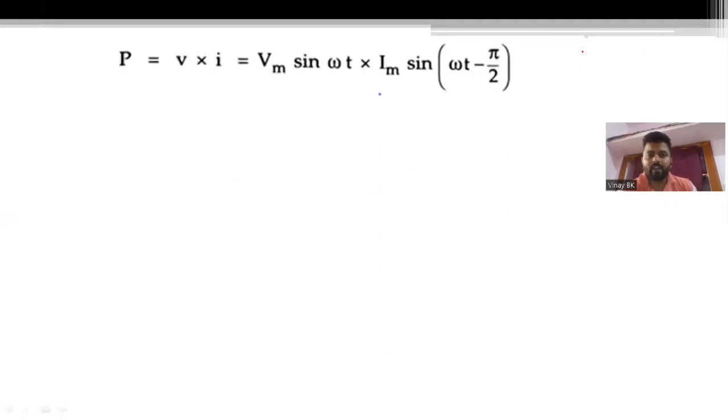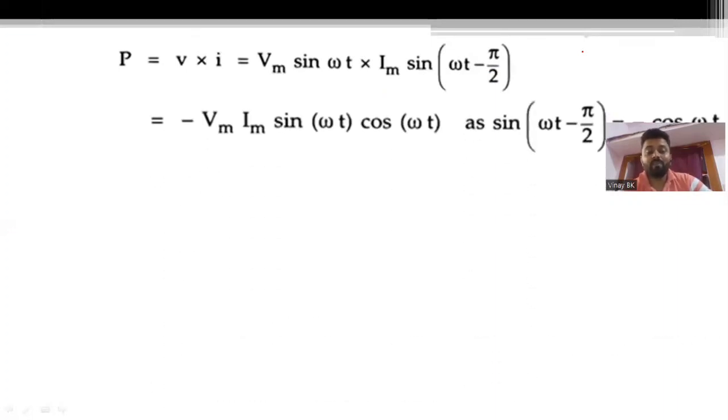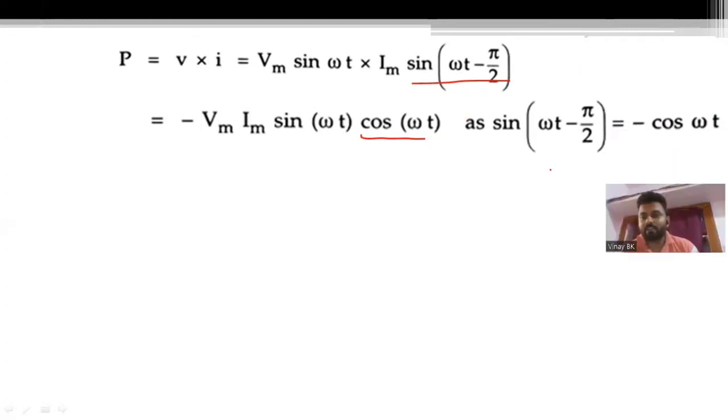Then for power, you have to write v times i, the instantaneous values of voltage and current, where v is Vm sin omega t. We are getting Im sin omega t minus pi by 2 for inductance, and similarly Im sin omega t plus pi by 2 for capacitance. Again simplifying, minus Vm Im sin omega t. Sin omega t minus pi by 2, written in terms of cos, again gives minus cos omega t as per the previous explanation.